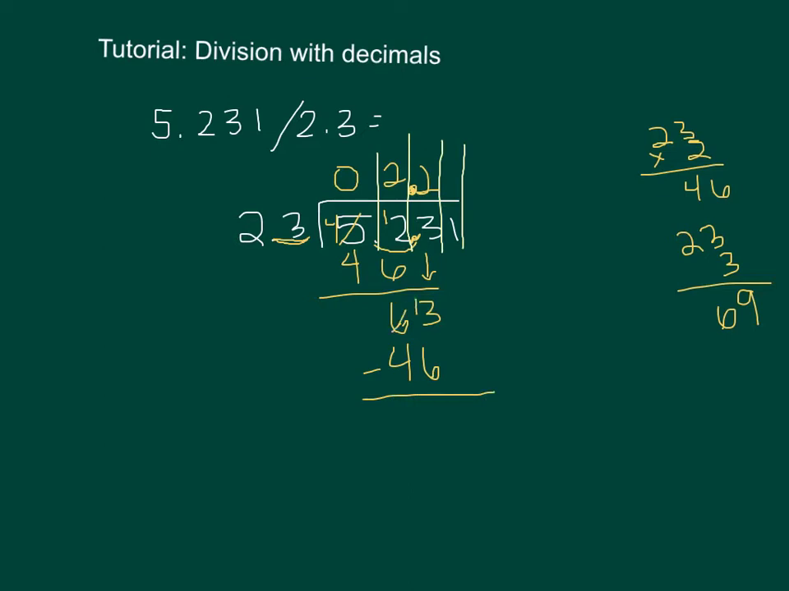Subtract, I'll have to borrow. 13 take away 6 is 7. 5 take away 4 is 1. Check to make sure the remainder is less than the divisor. It is. Then bring down the next player.